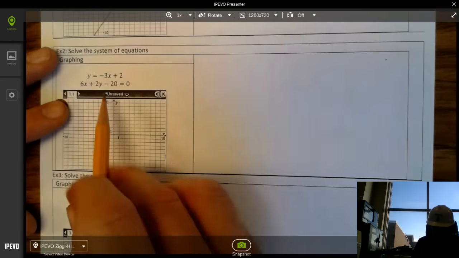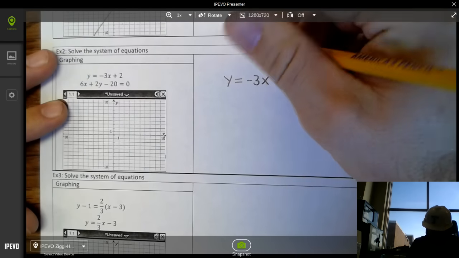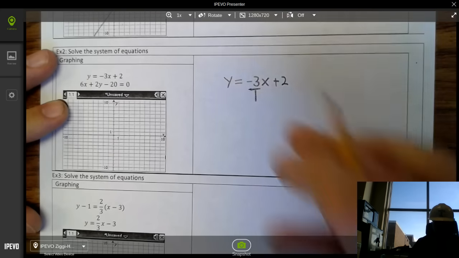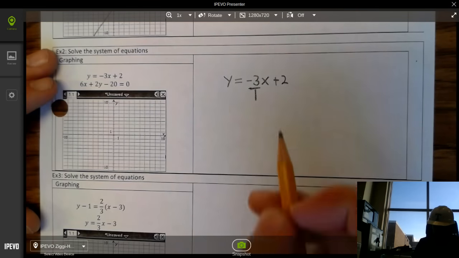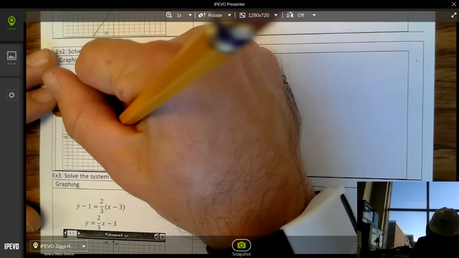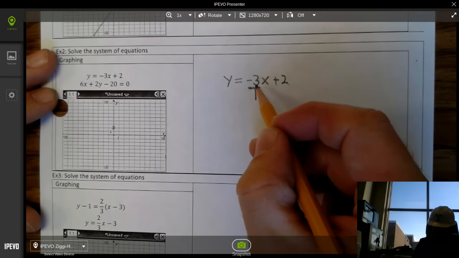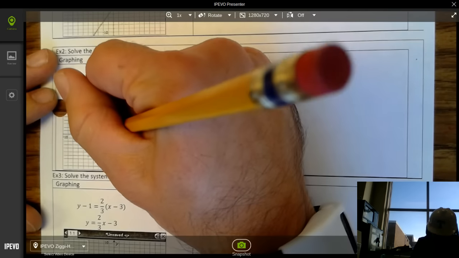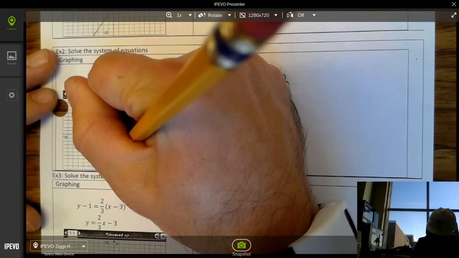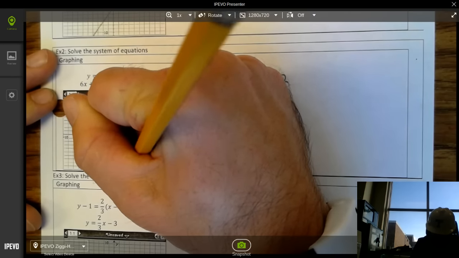Now you'll notice here, and I'm going to rewrite it so I can put the slope, just to emphasize that 1 there. So this is slope intercept, so we have the y-intercept, which is 0, 2, so 1, 2. And then we know our slope is negative 3 to the right 1. So down 1, 2, 3 to the right 1, and repeat.